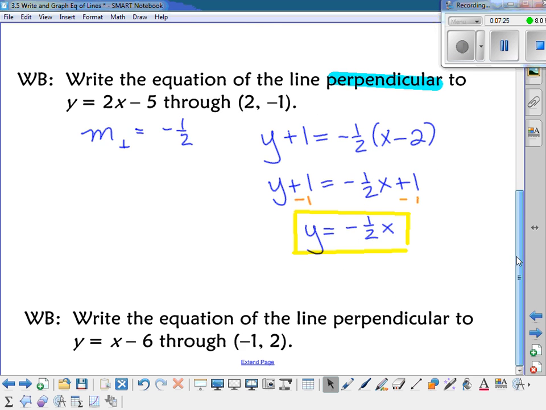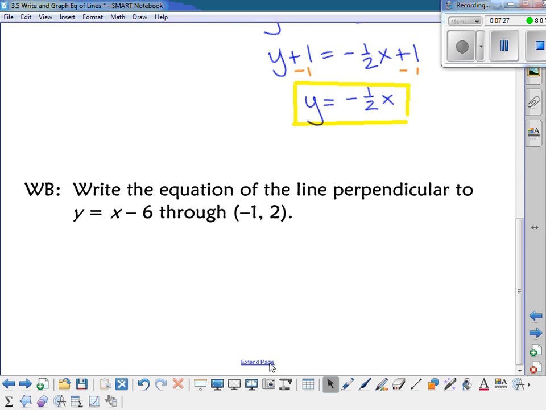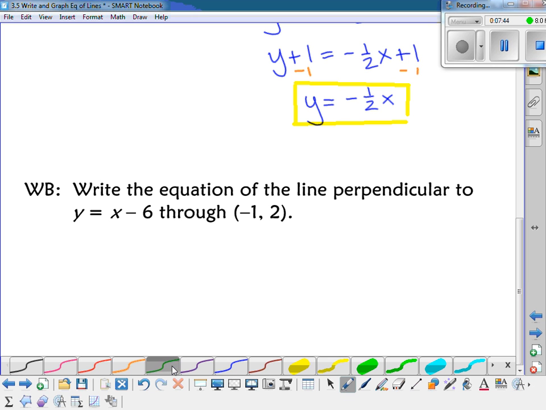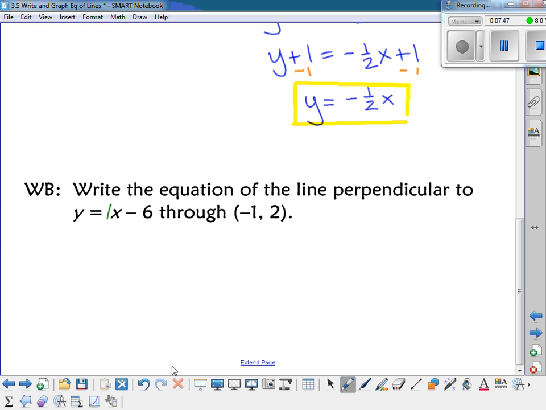I'll give you one more to practice on here. We're going to write the equation of a line perpendicular to y equals x minus 6 and goes through the point (negative 1, 2). So when there is nothing in front of the x, what do you have to assume is there? You assume that there is a 1. And if I want to take the opposite reciprocal of that, well, 1/1, when you flip it over, it's still just 1/1, which equals 1. But then we have to make it the opposite, so the perpendicular slope would be negative 1.